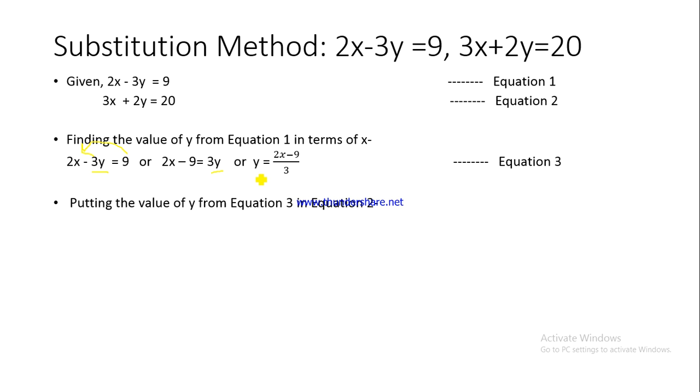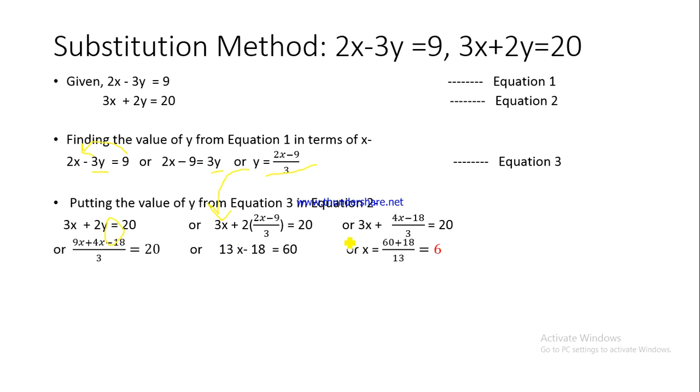So putting the value of y from equation 3 in equation 2, equation 2 is 3x plus 2y is equal to 20. So I use this value to substitute y. Instead of y, now I have 3x plus 2 times 2x minus 9 whole divided by 3, and this, since it has been given, is equal to 20. I'll do the calculation. 3x, I'll open up the bracket, so I'll multiply all the terms by 2, plus 4x minus 18 by 3 is equal to 20. I'll take an LCM, and this is the expression that I'll get.